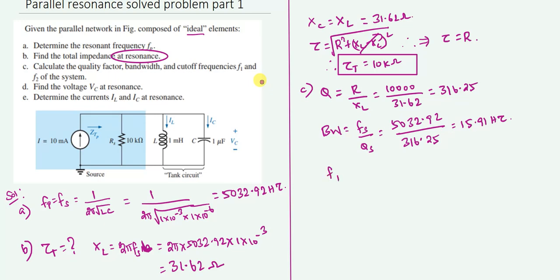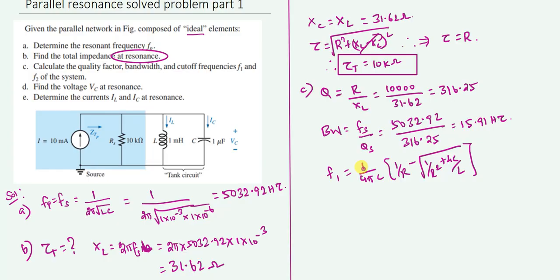So we know that the formula for f1 is 1 divided by 4 pi C into 1 by R minus square root of 1 by R square plus 4C divided by L.